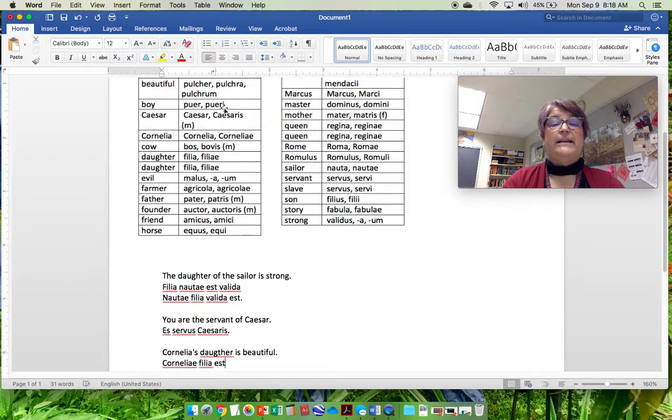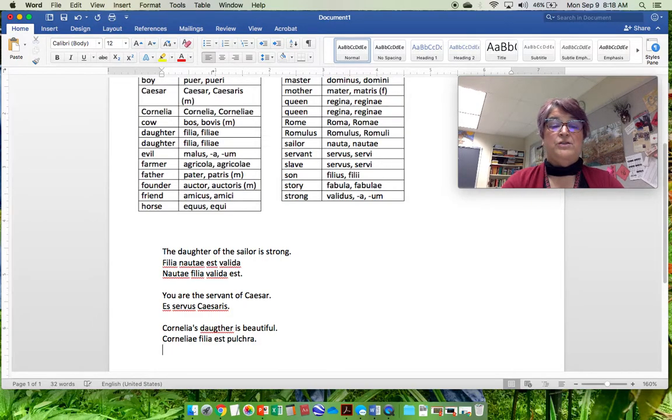And remember I said that when you look at an adjective, the first word that you see is the masculine form, and the second word is the feminine form. The third word, by the way, is a neuter form. So if you had a neuter noun, that's what you would use to describe it. But daughter is feminine because it's a daughter. So we're going to use the feminine form and write pulchra. Corneliae filia est pulchra. I can rearrange that so that it could look like this.